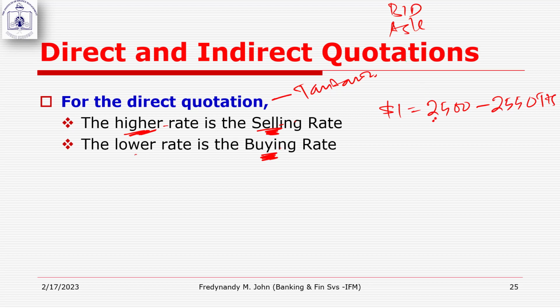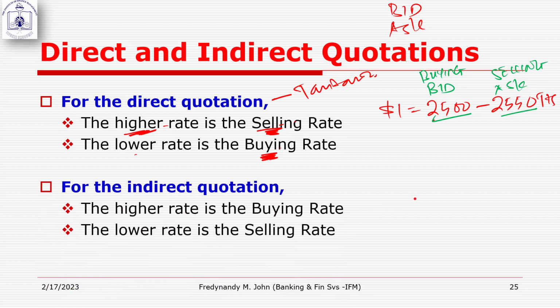The lower rate is this one. Therefore, this is bid or buying. And the higher rate is this one. Therefore, this is ask or selling.